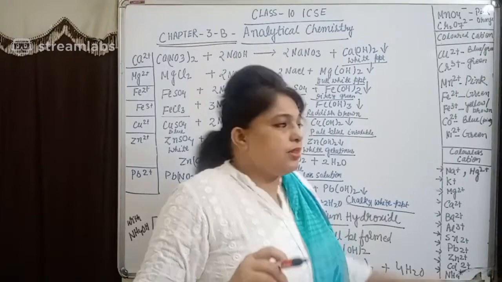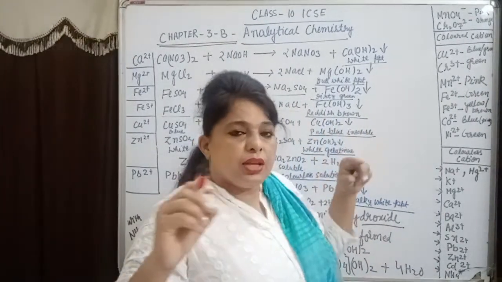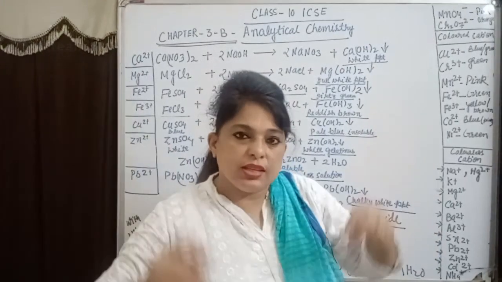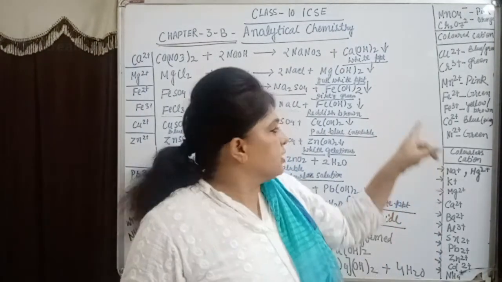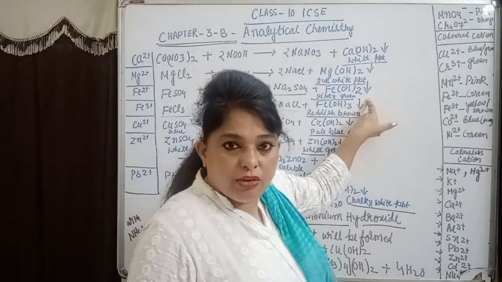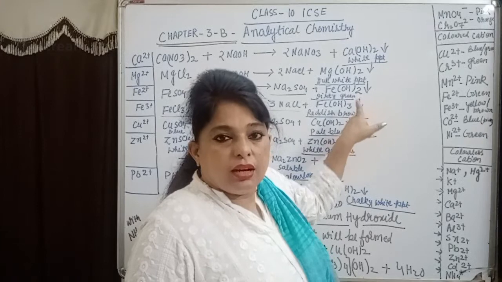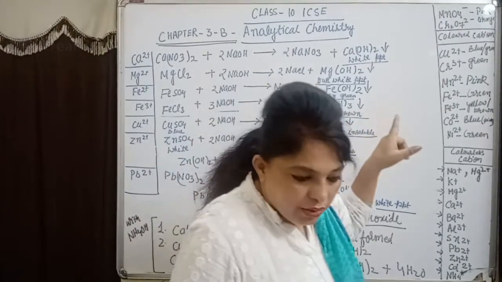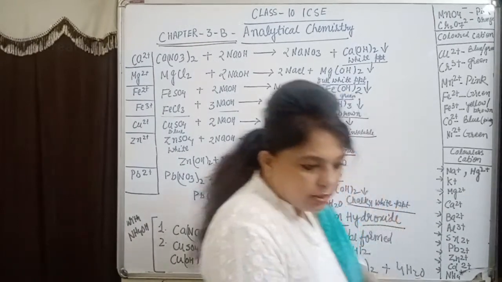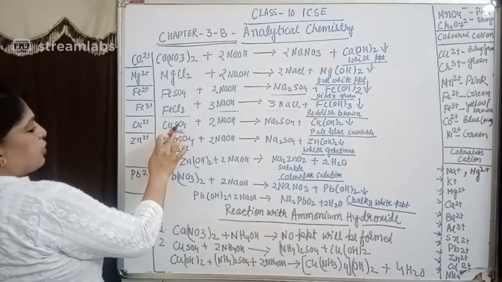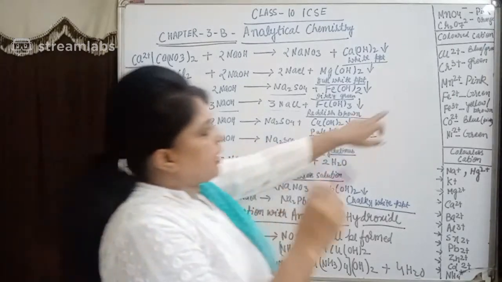So we are using both the ferrous and ferric salts, and we are using the same alkali. But if you get dirty green color precipitate, it means it is ferrous hydroxide. If you get reddish brown color precipitate, it means it is ferric hydroxide. Yes, reddish brown precipitate.